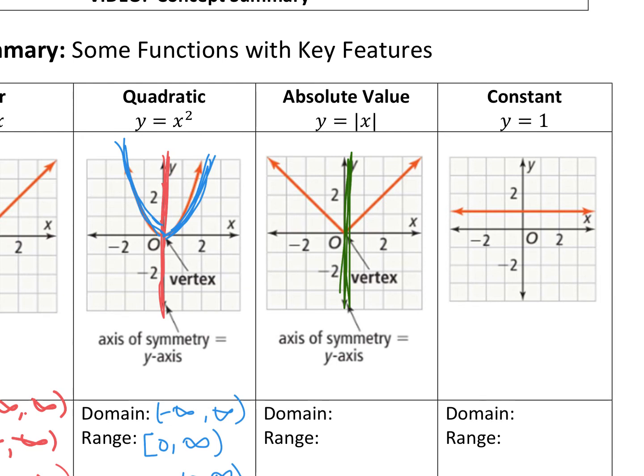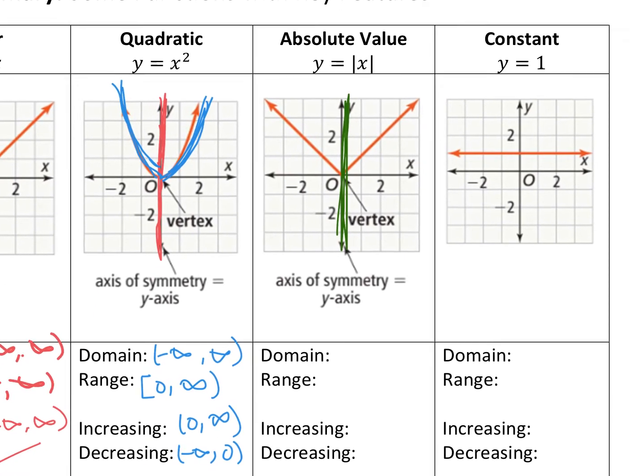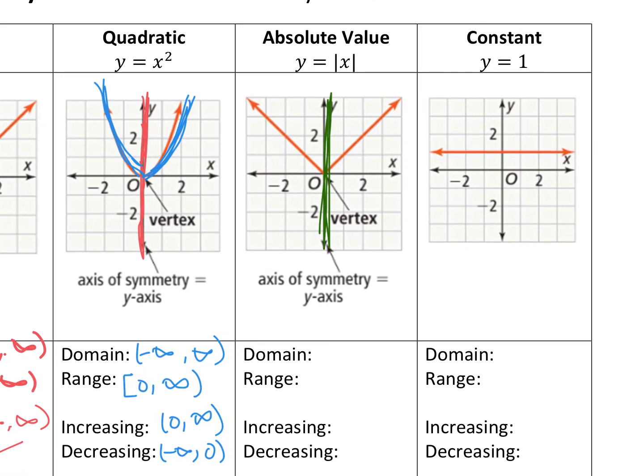So domain, what can you plug in to x, your input values, and take the absolute value of? Well, everything. So all your real numbers from negative infinity to positive infinity. The range, however, what's your output when you take the absolute value of your inputs? They're all going to be positive. And then just consider 0. What's the absolute value of 0? It's still a 0. So we include 0. That's our smallest value, and it's going to go all the way to positive infinity.